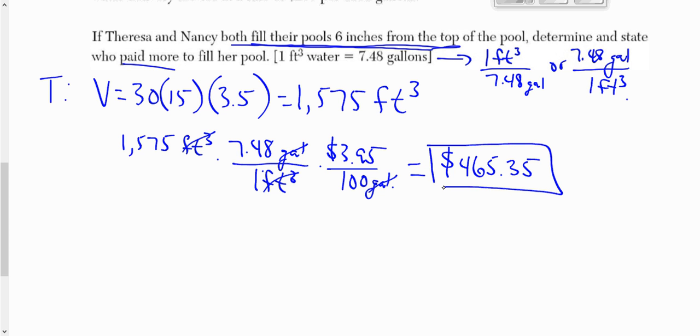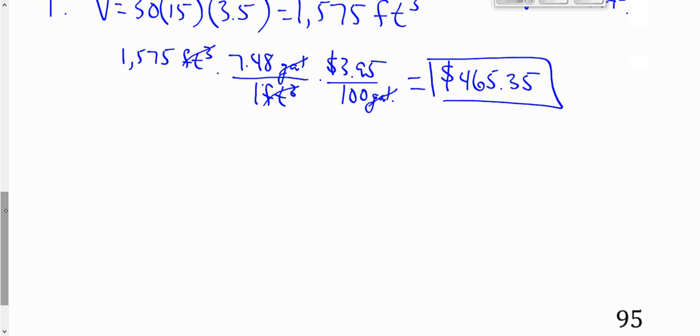What did you get? Did you do 1,575 times 7.48 times 3.95 divided by 100? I divided it, but I didn't do the times part. Yeah, well, okay, there you go. You got that. I just put a box around it so I can find it. Now do Nancy. Got it? It'll work the same way, except now we have a different volume. She has a differently shaped pool, right? And she has a different water usage situation, cost structure, okay?